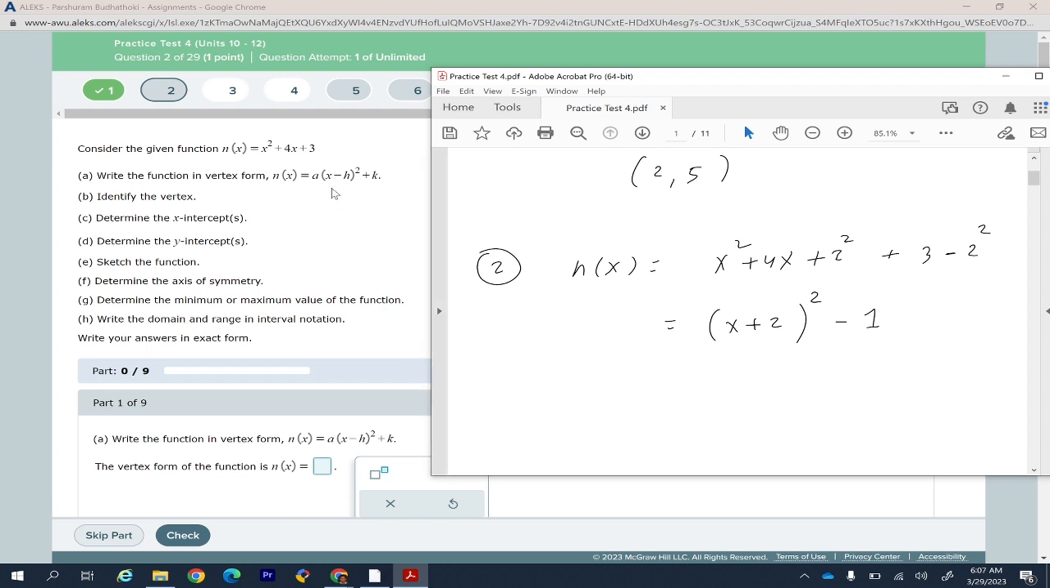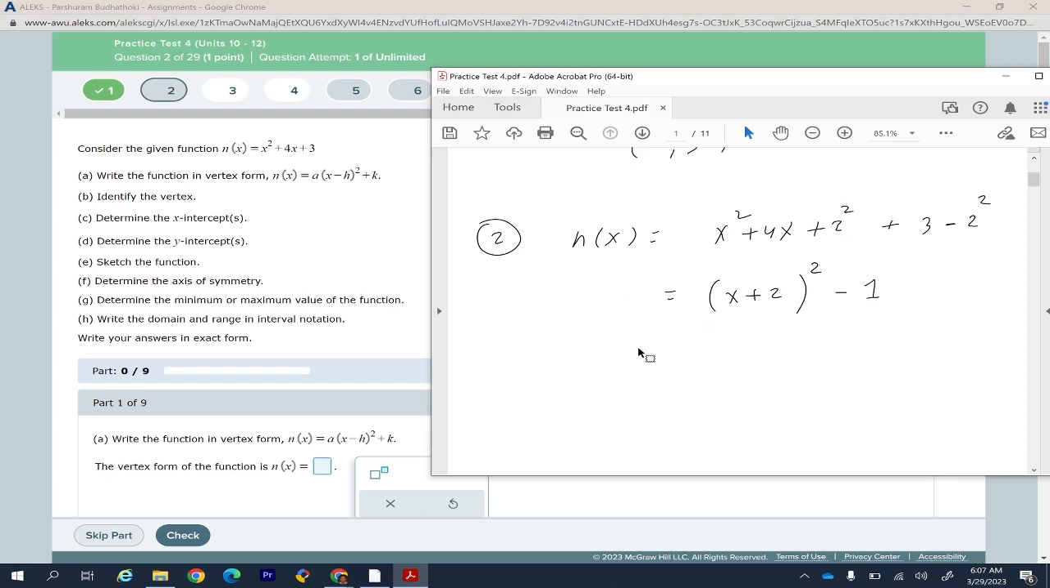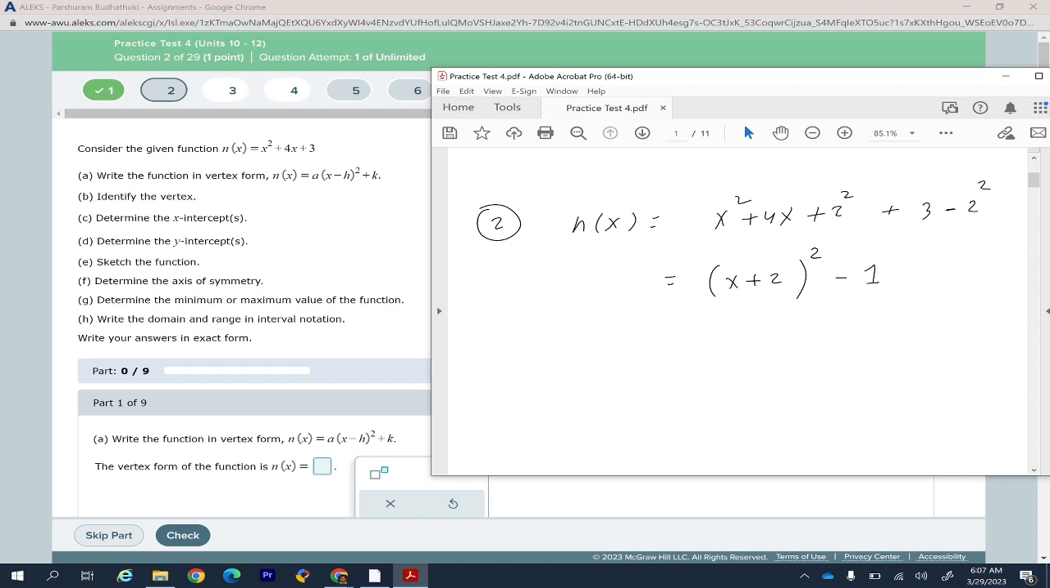Now if you compare this with the standard equation of the parabola, there is nothing in front, that means a is 1. h is, because here the sign is plus, you have to make it minus, so h is minus 2 and k is minus 1. And now from that we can answer this question. Vertex is negative 2, negative 1, because h is negative 2 and k is negative 1. And now we can answer all these questions.